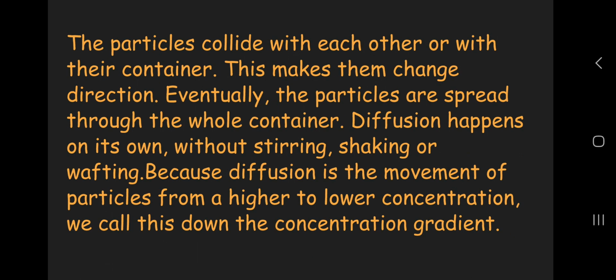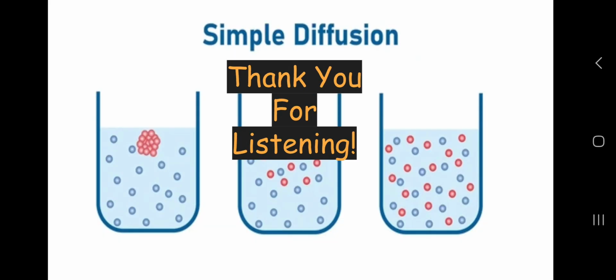The particles collide with each other or with the container. This makes them change direction. Eventually, the particles are spread out through the whole container. Diffusion happens on its own, without stirring, shaking, or wafting, because diffusion is the movement of particles from a higher to lower concentration. We call this down the concentration gradient.